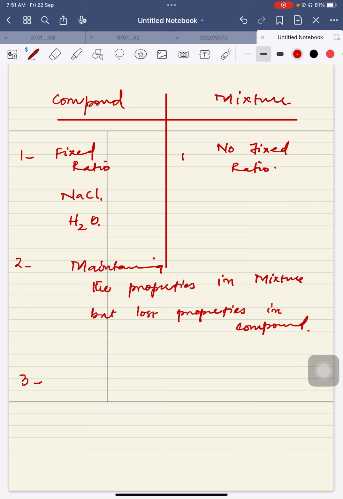But if we are using other physical methods like dissolving in water or filtration, they are not going to segregate the components of a compound. But in case of a mixture, physical methods can be used to segregate the components. So in case of a mixture, the separation is possible, but in case of a compound, the separation is not possible. All right, guys. So this lecture was related to mixtures and the differences between a mixture and a compound.